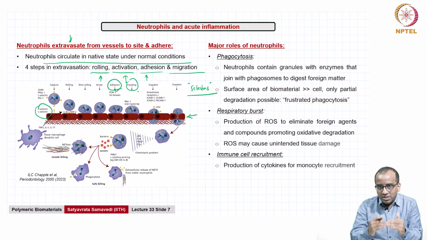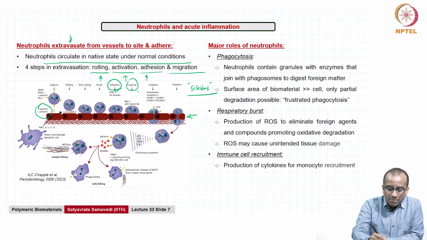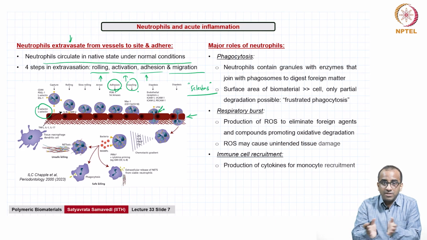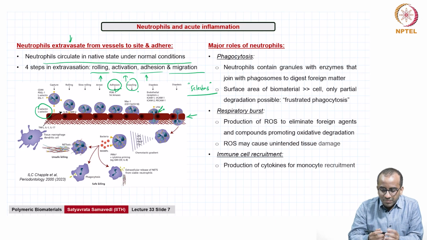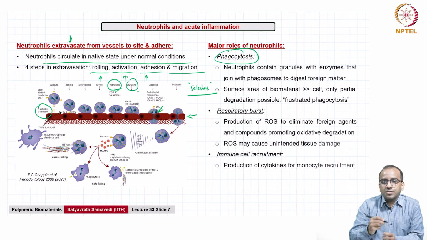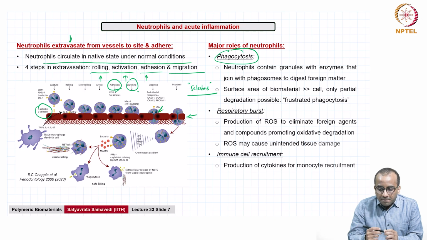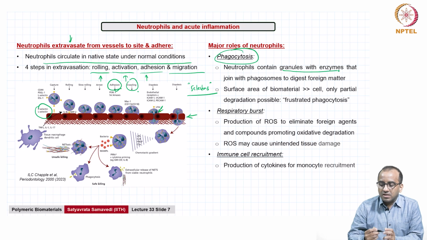So, these fellows will start to change their shape and then crawl and then migrate through the spaces between the endothelial layer that is opened up because of the injury. And once they go through, they can do a few different things. One is phagocytosis. Now, neutrophils contain granules with enzymes that join with phagocytosomes to digest any foreign matter. So, these are cells that can secrete proteolytic enzymes that can literally digest foreign matter.